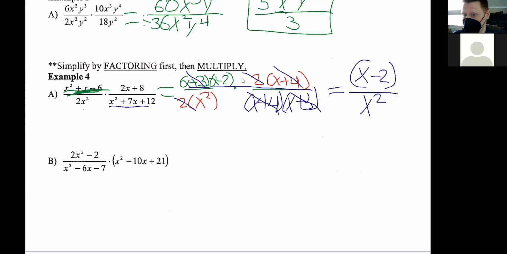So a lot of times, if you get a lot of things canceled out, which is awesome, but for example, if I had another group here, I still might have to FOIL or multiply it out, and it depends what you're doing. Sometimes you might even just keep it in factored form. So we'll look at some of these so I can show more examples. But that's the idea.